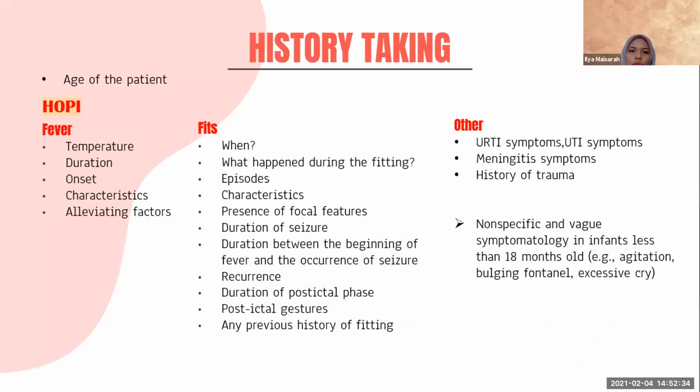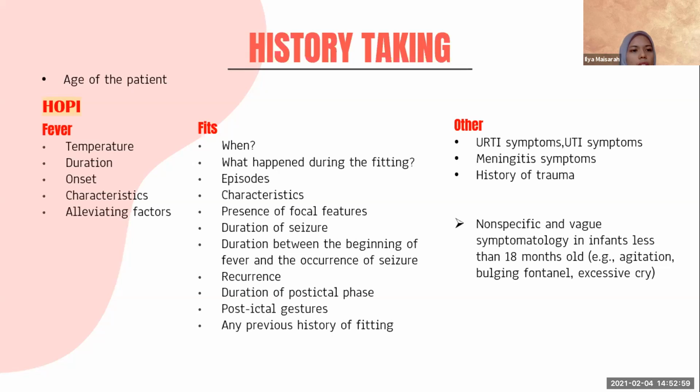Next, we go to the history taking. Before that, I want to emphasize that the diagnosis of the febrile seizure is a clinical diagnosis, and it is a diagnosis of exclusion. So history taking is really important. First of all, we need to know about the age of the patient. As I said before, it happens between 3 months to 6 years old children.